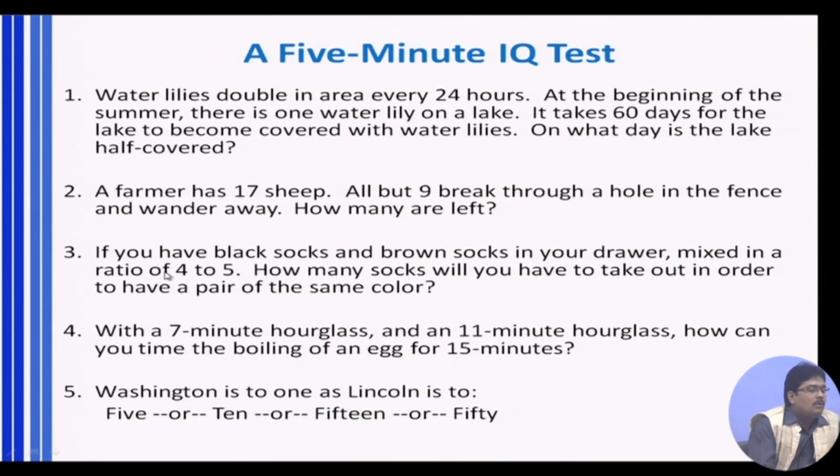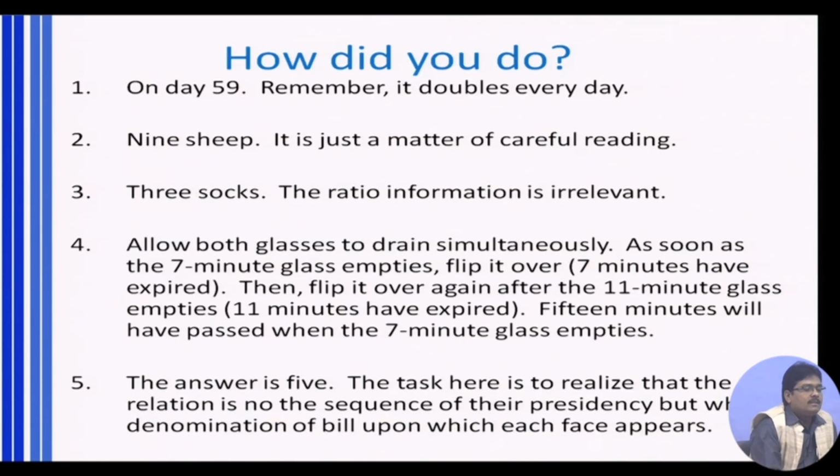If you have black socks and brown socks in your drawer mixed in a ratio of 4 to 5, how many socks will you have to take out in order to have a pair of the same color? The answer would be 3 socks, because the ratio information is irrelevant.